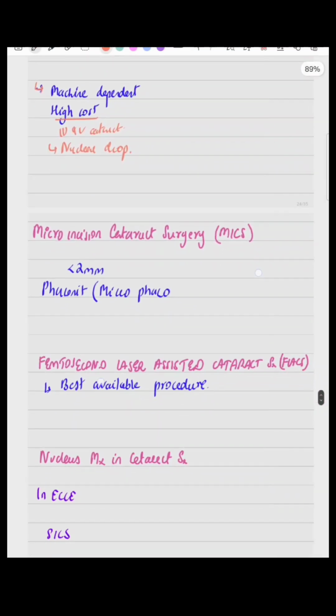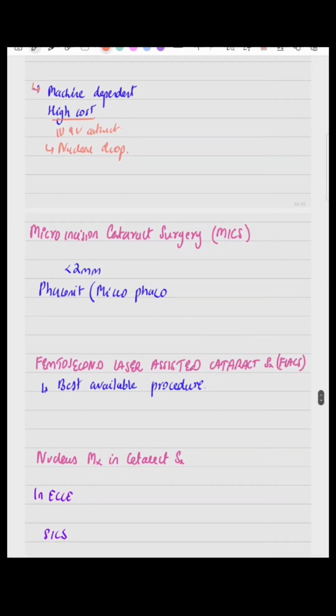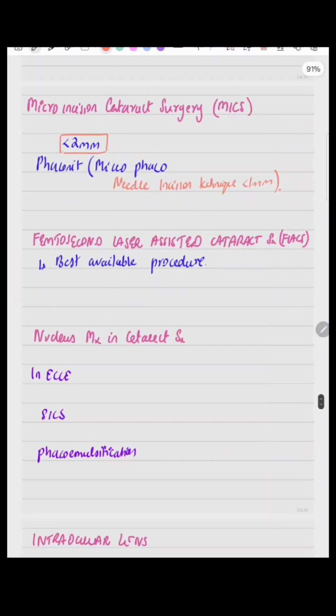Next, micro-incision cataract surgery. Phacoemulsification can be performed through a micro-incision of less than 2 mm. Micro-phaco is done with a needle incision technique, less than 1 mm. Next is femtosecond laser assisted cataract surgery. Femtosecond laser is the best available procedure as of now. Basically it is a manual micro incision cataract surgery with a femtosecond laser to perform some of the steps.